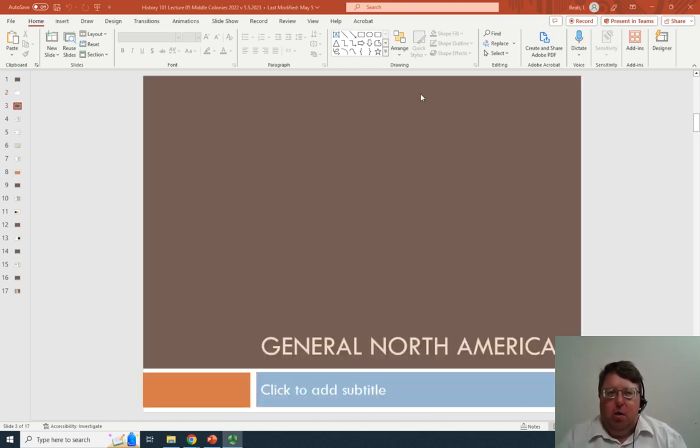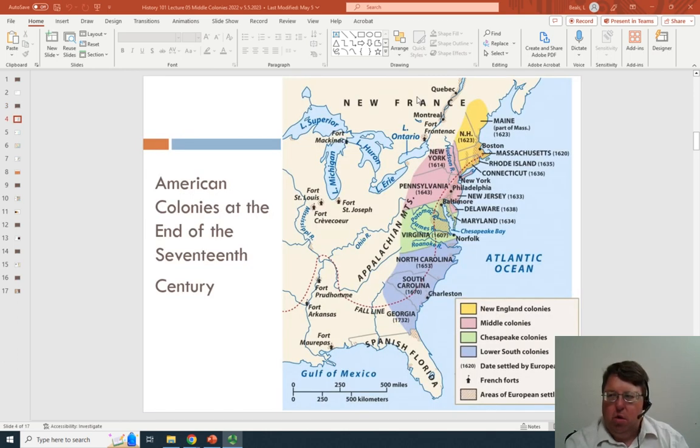When we study British North America in the 17th century, we want to look at some maps to show us the variety of experiences in British North America in the 1600s. This is the American colonies at the end of the 17th century, or the end of the 1600s. The yellow area you have is colonial New England. The middle area, you see the middle colonies.